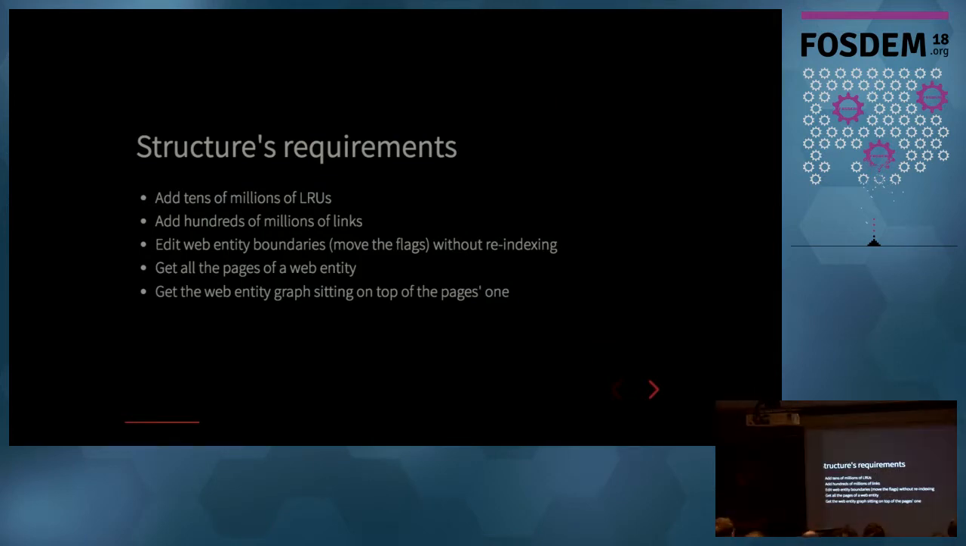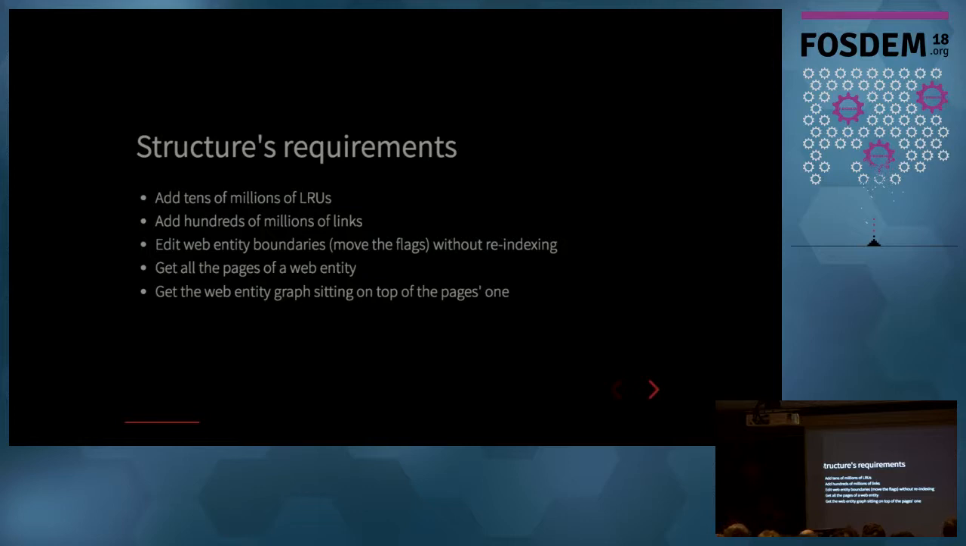So what we need is to add tens of millions of LRUs, that's the kind of volume we want to address, and hundreds of millions of links between web pages. We want to edit the web entities afterwards and not re-index each time, because the users want to change their entities because they don't agree with what the software does by itself. In a sense, researchers always want to tweak their results. And we want to be able to get all the pages in the web entity. We want to be able to know in which web entity a given page is, and to get the graph of web entities, because this is the purpose.